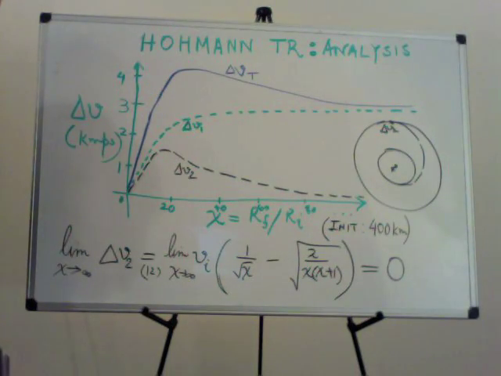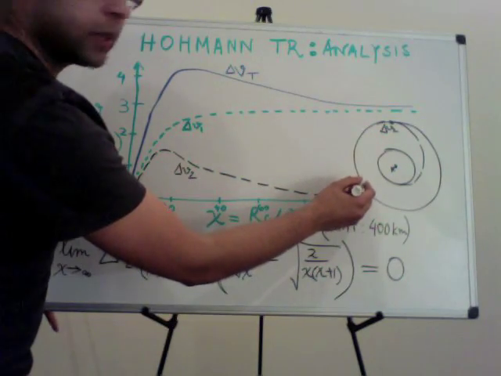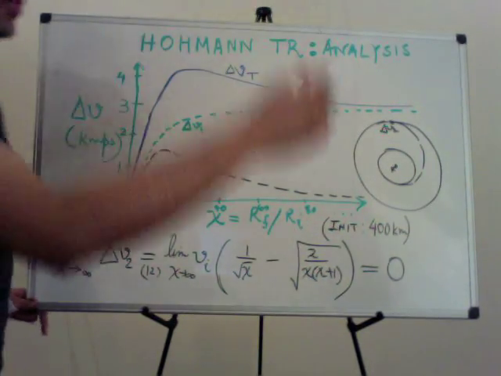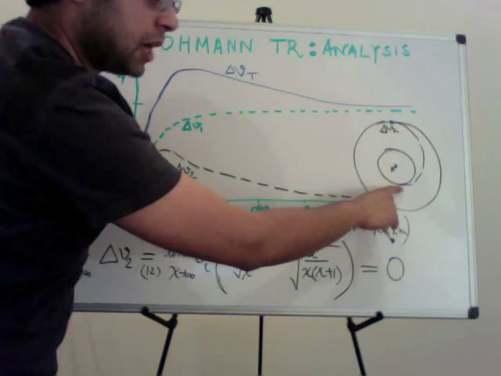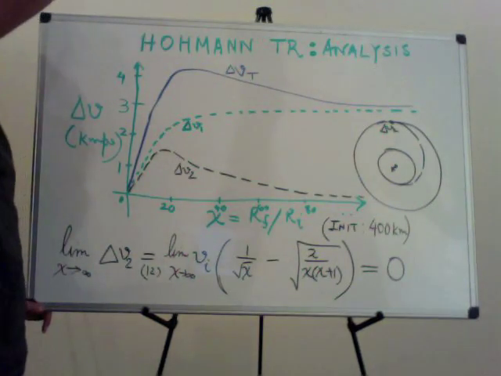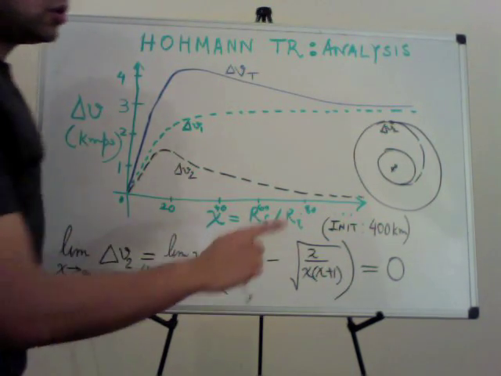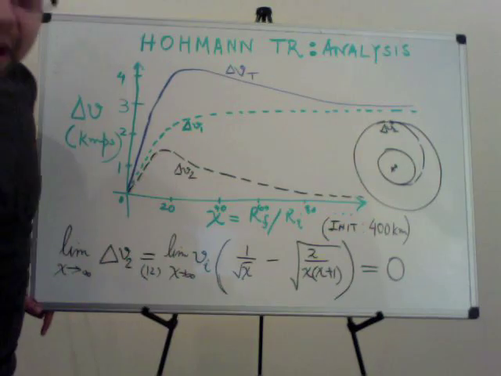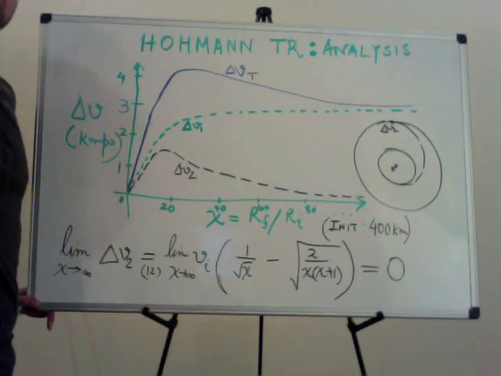Now why is that? If this outer orbit is at infinity, then the transfer ellipse must also be so large that it reaches all the way to infinity. So it's not really a transfer ellipse. It is a transfer parabola, because this transfer orbit must reach all the way to infinity.